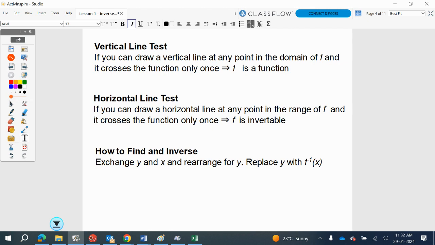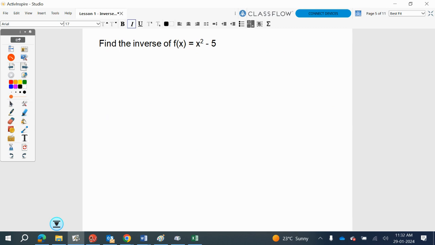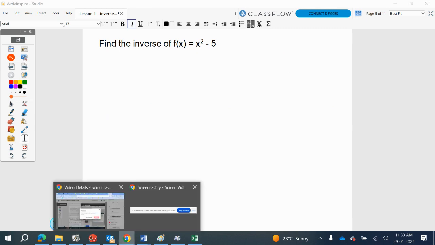So if you draw a horizontal line at any point in the range of f, and it crosses the function at most once, this works too. Sorry, I'm just thinking through the extreme cases. So this means it is invertible. All right, our warm-up question for you guys today is to find the inverse of this function. I'll pause the video a moment.